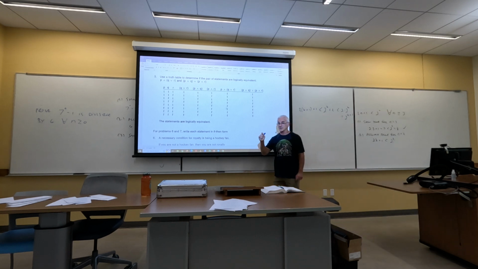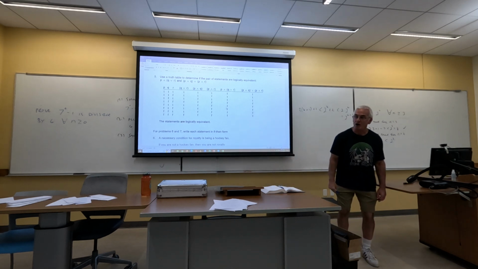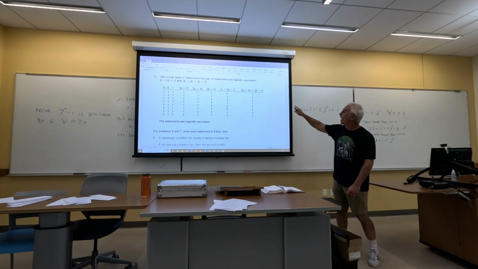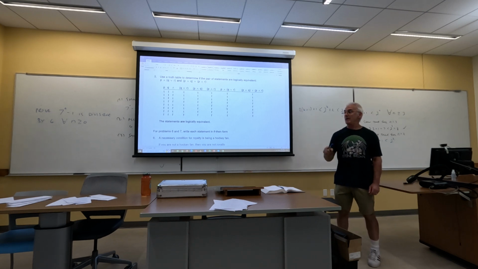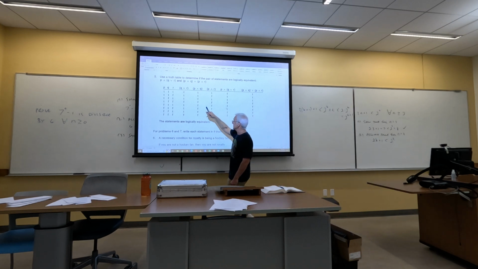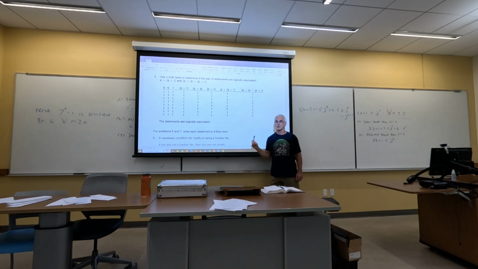A common error, and this has happened more than once, is people saying it's false because these are not all truths. No, it's not a tautology because they're not all truths. No, I'm asking you, are these statements logically equivalent? That means, can I put the 3 bars between that and that? What's your conclusion? Yes or no?